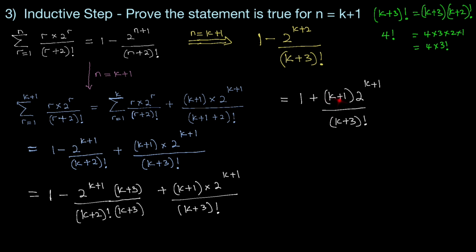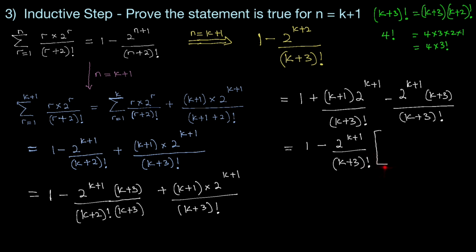And then we get (k plus 1) times 2 to the power k plus 1, over (k plus 3) factorial, minus this one here. What I did is I wrote that first and put that next, minus this one here: (k plus 3) times 2 to the power (k plus 1), over (k plus 3) factorial. So I've just switched this around. I'm going to take out minus 2 to the power (k plus 1) over (k plus 3) factorial. Let's use a square bracket: (k plus 3) minus (k plus 1).